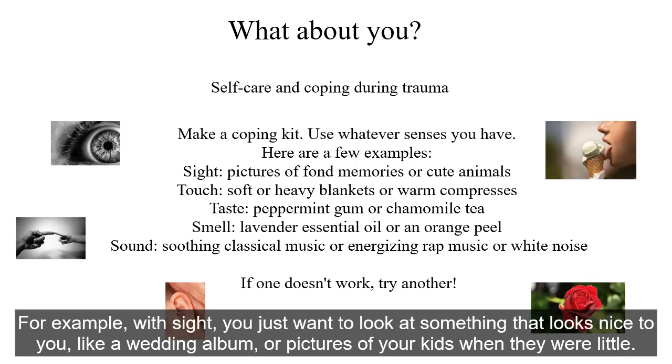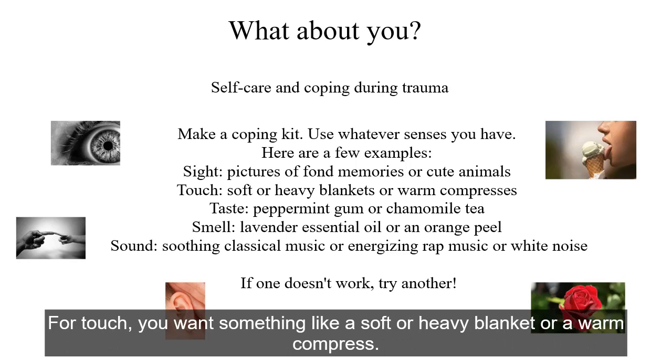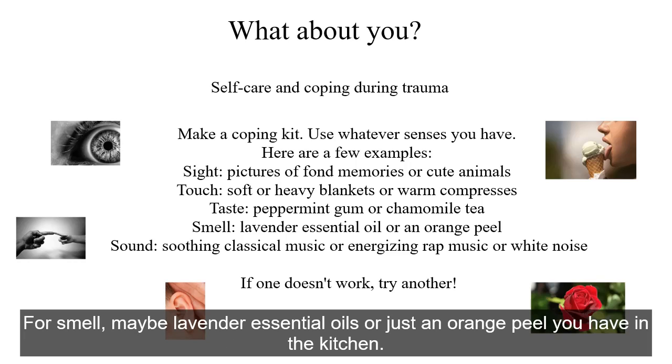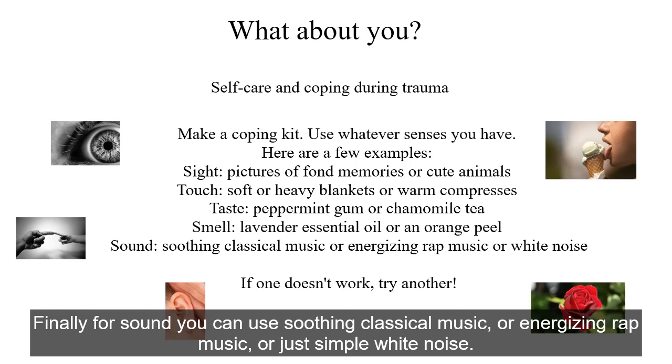For example, with sight, you just want to look at something that looks nice to you. This might be your wedding photo album or pictures of your kids when they were really little. For touch, you want something like a soft or a heavy blanket or a warm compress. For taste, maybe peppermint gum or chamomile tea. For smell, maybe lavender essential oils or just an orange peel that you have in the kitchen. And then finally, for sound, you can use soothing classical music or energizing rap music or just simple white noise.